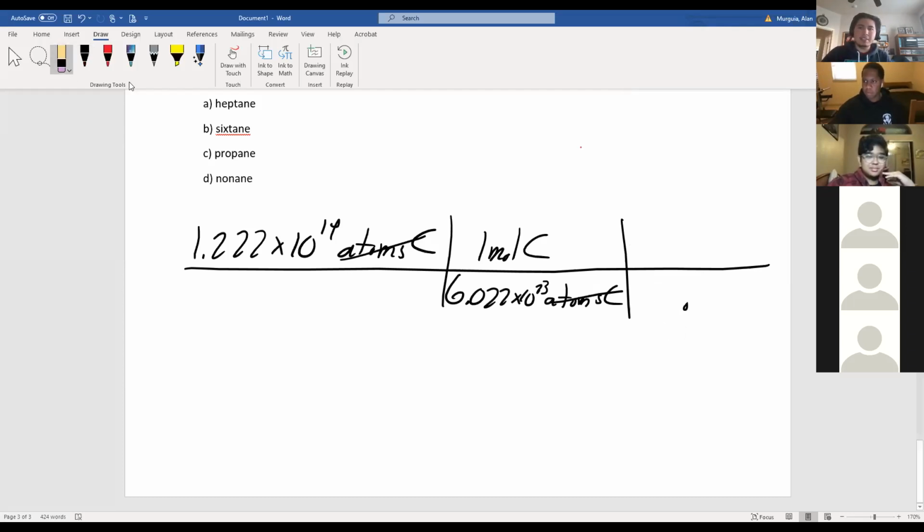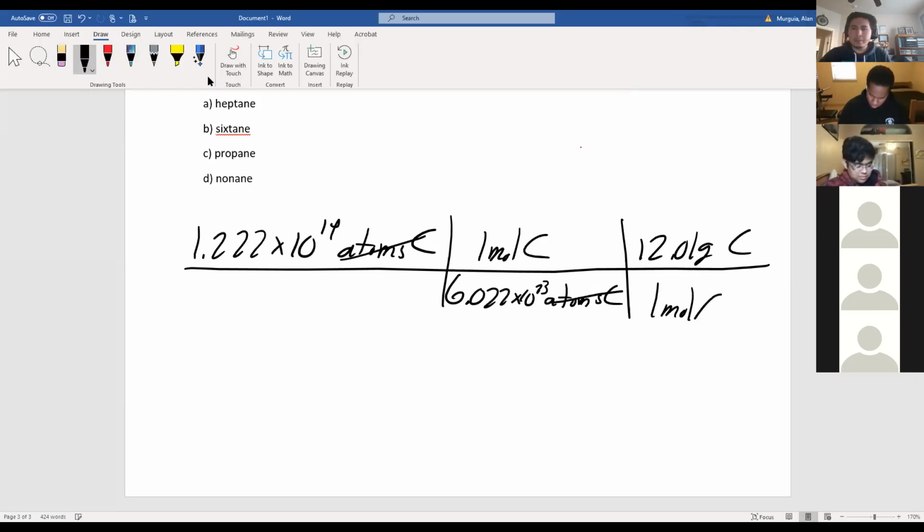Let me erase this. I would have 12.01 grams and then the 1 mole on top, but we need to cancel out our moles of carbon. So yes, we would multiply by it. So we would have 12.01, or you could just leave it as 12, however you decide, since they're close enough to be rounded, grams of carbon over 1 mole of carbon. So we would cancel out our moles of carbon, and now we're left with grams of carbon.